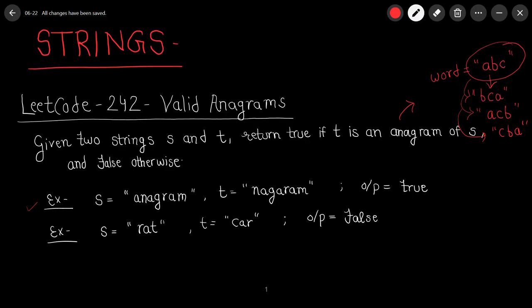So let's look at the first example. We have this S string, anagram, and the T string is this. Here you can see we can obtain this T string from rearranging the letters of the S string.